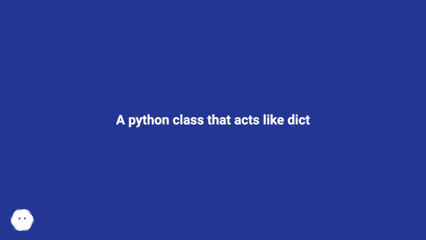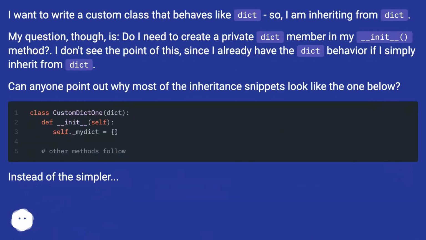A Python class that acts like Dict. I want to write a custom class that behaves like Dict, so I am inheriting from Dict. My question, though, is, do I need to create a private Dict member in my __init__ method? I don't see the point of this, since I already have the Dict behavior if I simply inherit from Dict. Can anyone point out why most of the inheritance snippets look like the one below?